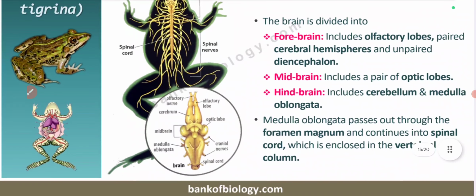The brain is also divided into forebrain, midbrain, hindbrain. Forebrain includes olfactory lobes, paired cerebral hemispheres and unpaired diencephalon. Midbrain includes a pair of optic lobes. Hindbrain includes cerebellum and medulla oblongata. Medulla oblongata passes out through the foramen magnum and continues into the spinal cord, which is enclosed in the vertebral column.